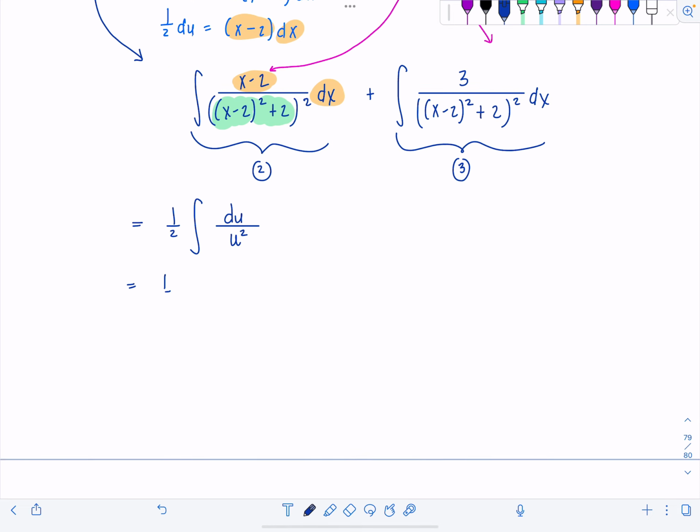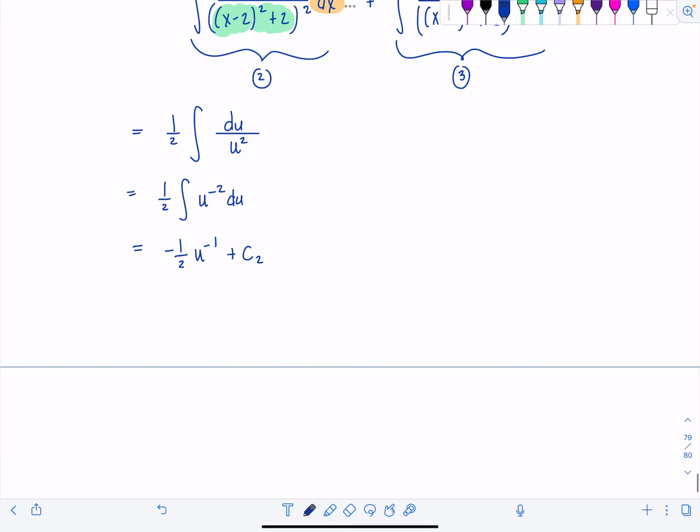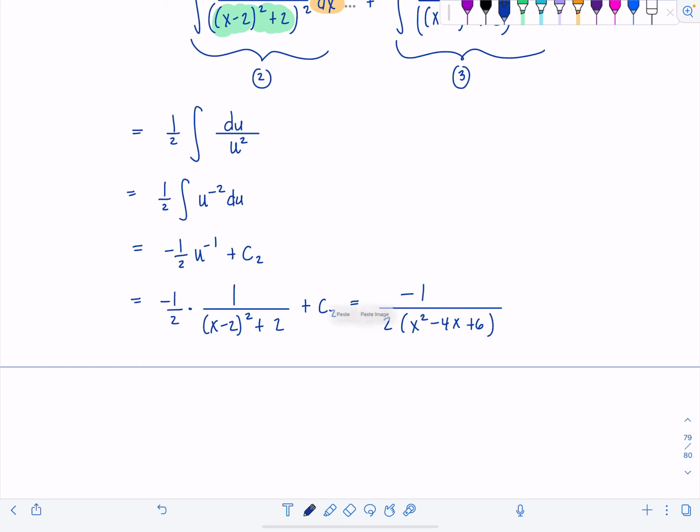So this is 1/2 integral, write it as u to the negative second du. Add 1, divide by the new exponent. It's going to be negative 1/2 u to the negative first plus c2. Very good. This is negative 1/2 times 1 over, what was u? It was x minus 2 squared plus 2, plus c2. And then I'm just going to multiply out that denominator and write it how it originally was. So we have negative 1 over 2 times x squared minus 4x plus 6, just like that, plus c2.